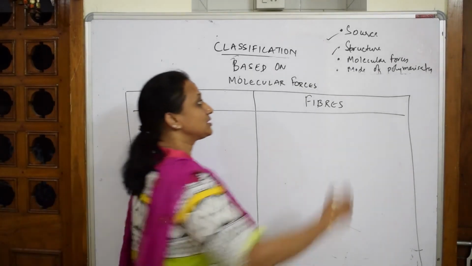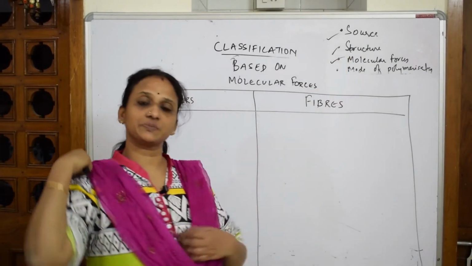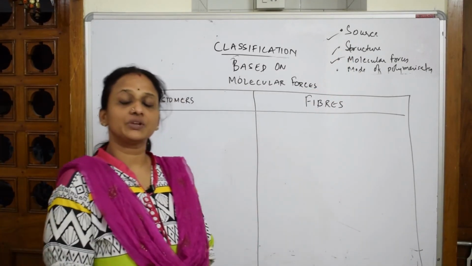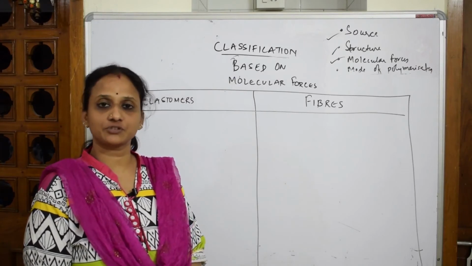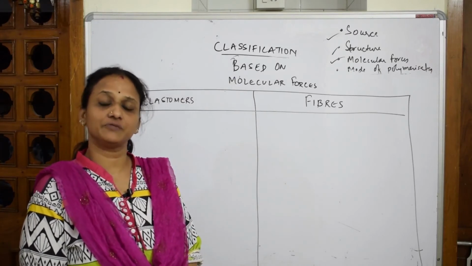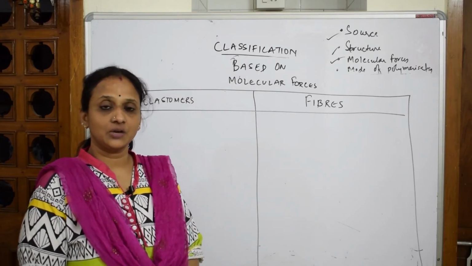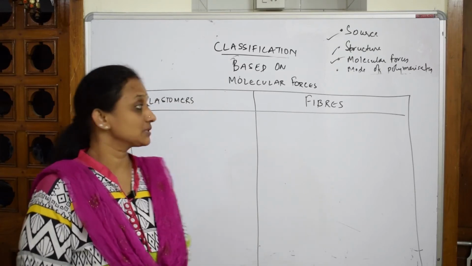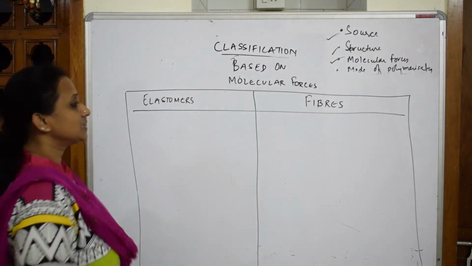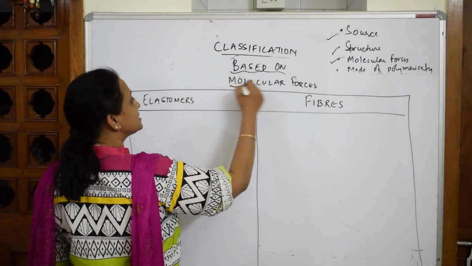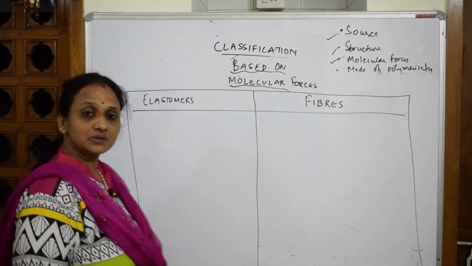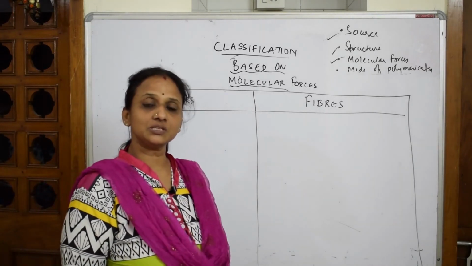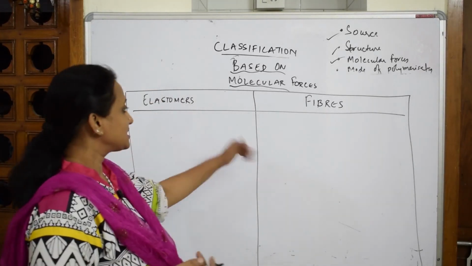Come back and do the third category of classification, that is based on molecular forces. Whenever I speak about molecular forces, I have to tell the examiner whether they have weak forces of attraction or van der Waals forces or hydrogen bonding or dipole-dipole interaction. Those are the keywords. Based on the molecular forces, they are divided into four categories: elastomers, fibers, thermosetting polymers and thermoplastic polymers. Now first let us see the difference.